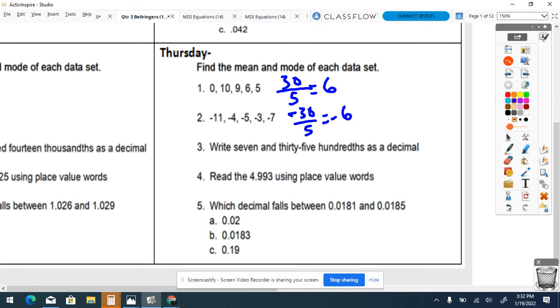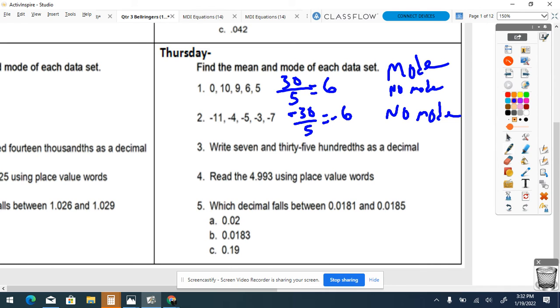All right, then go ahead, find the mode. Remember, the mode means the most. They sound the same, right? So go ahead, find the mode for 1 and 2. Pause the video. All right, number 1, if you look, all the numbers, 0, 10, 9, 6, 5, they all only occur once. So there's no mode. And number 2, negative 11, negative 4, negative 5, negative 3, negative 7, they all only occur once. So once again, there's no mode.